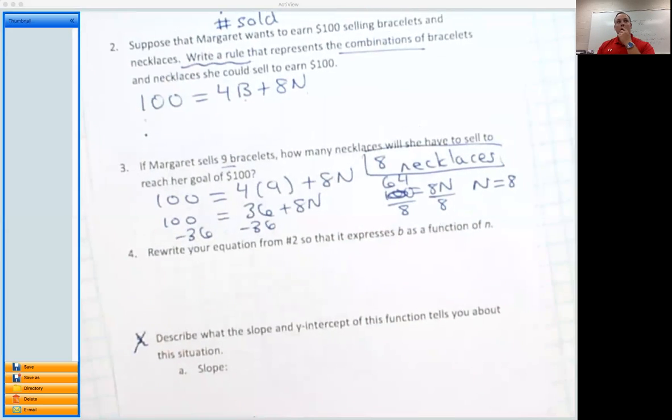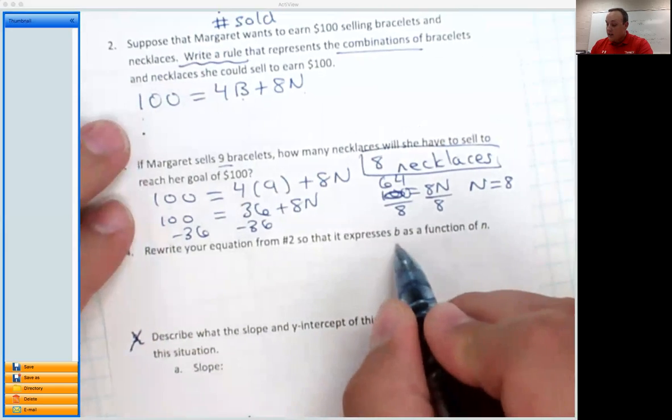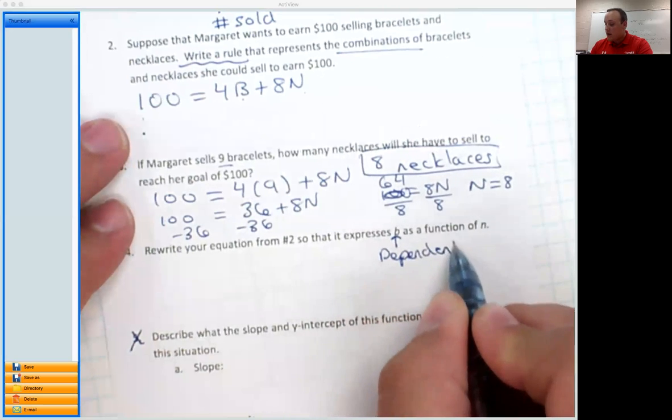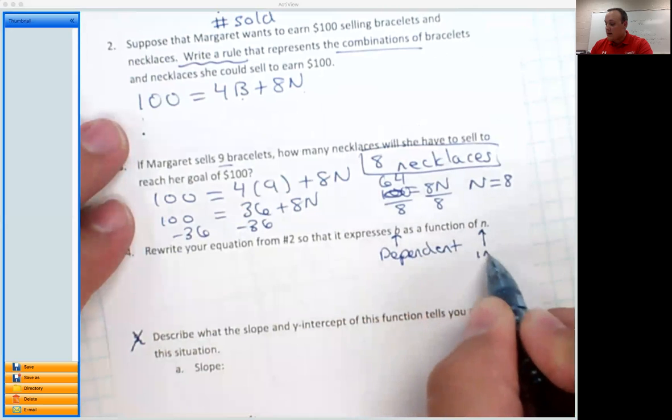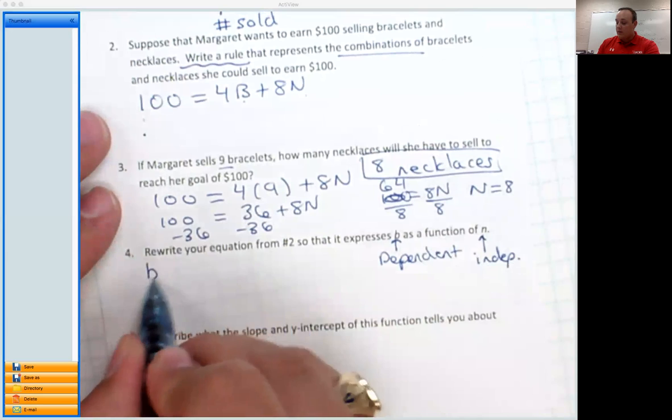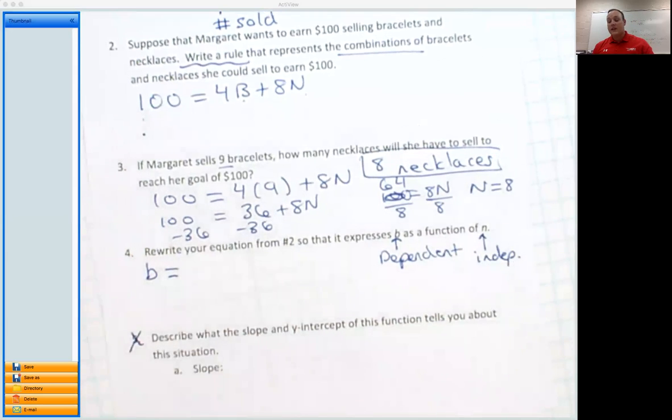All right, rewrite your equation from number 2 so that it expresses b as a function of n. So this is identifying our dependent and independent variables. So we want b to be dependent, and we want n to be independent. So we want to end up with b equals. That's why I say that's a fancy way of saying solve for b.